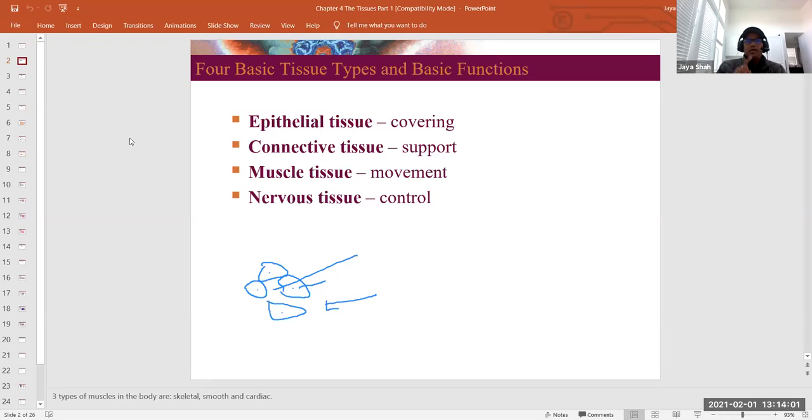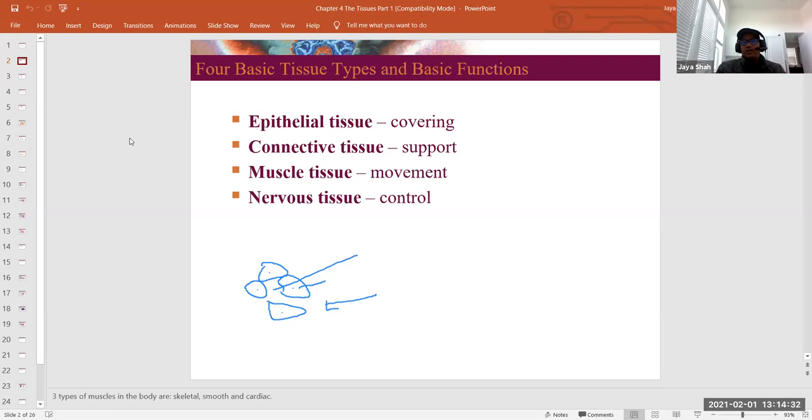Clear? Then there is another tissue that is called connective tissue. Connective tissue supports other tissue. It supports epithelial tissue. It supports muscle tissue. It supports other connective tissue. And connective tissue basically connects. For example, your muscle is connected to your bone by connective tissue. Your epithelial tissue does not have its own blood supply.